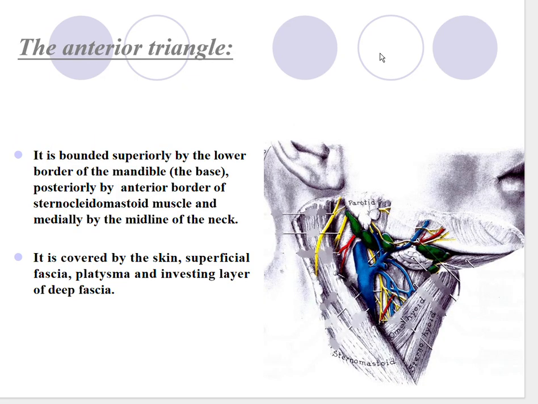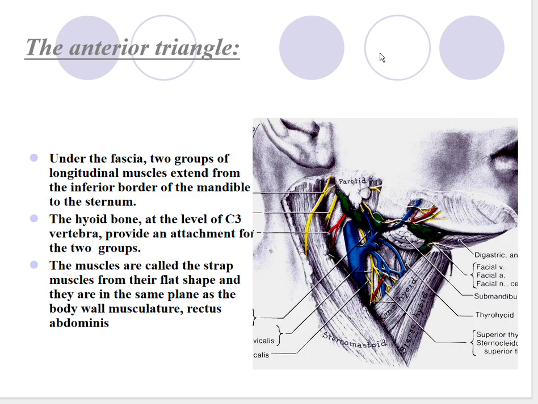Now, this we talked about just now, that the anterior triangle is bounded superiorly by the lower border of the mandible, posteriorly by the anterior border of the sternocleidomastoid, and medially by the midline of the neck. And it is covered by the skin, superficial fascia, the platysma, and the investing layer of the deep fascia. Now, under the fascia, two groups of longitudinal muscles extend from the inferior border of the mandible to the sternum.